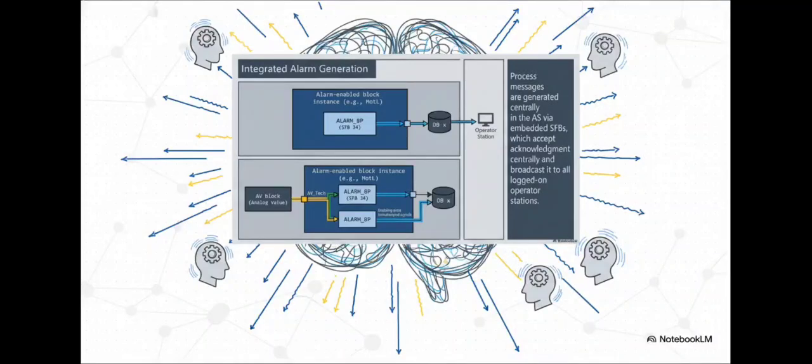Once scaled up, the whole facility needs to communicate seamlessly. That's where the integrated alarm generation comes in, acting essentially as the digital nervous system of the entire plant. Process messages are generated centrally, right inside the automation system, and then they're instantly broadcast to all logged-on operator stations. That ensures everyone, everywhere, sees the exact same critical alerts at the exact same time.